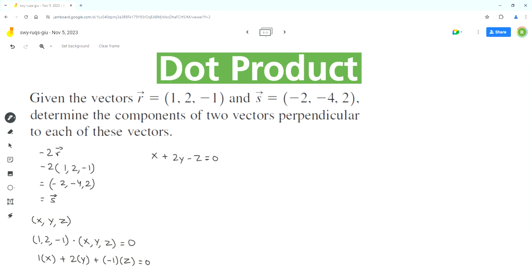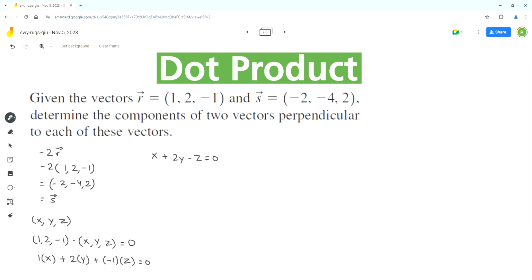to given vector r. Now since there is only one equation with three unknowns, we cannot use this equation to find the values of x, y, and z. So here we'll have to assume values for two of the variables, and then we'll use those values to find the value of the third variable. So there are infinite number of vectors that can be perpendicular to vectors r and s.